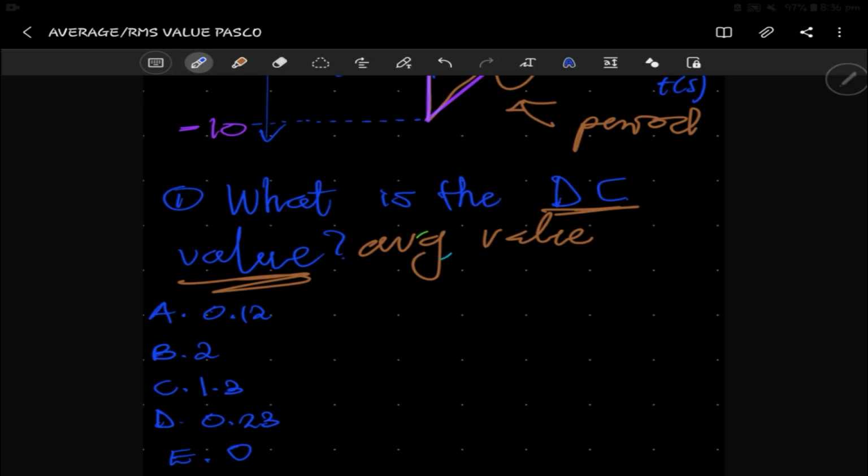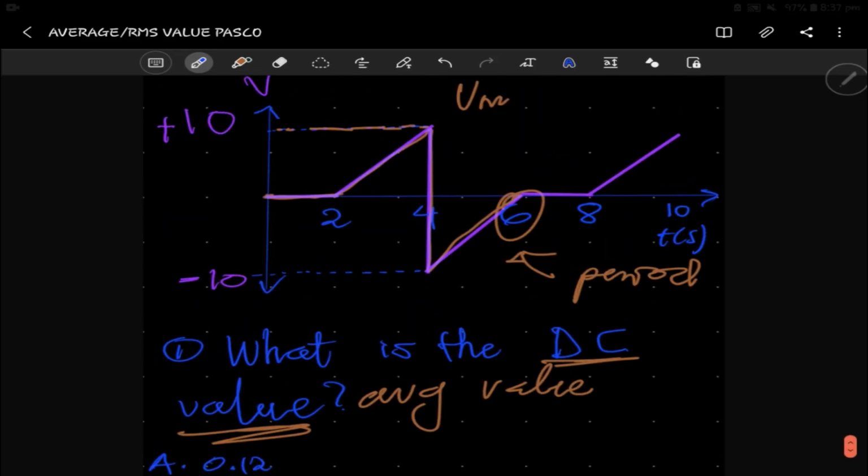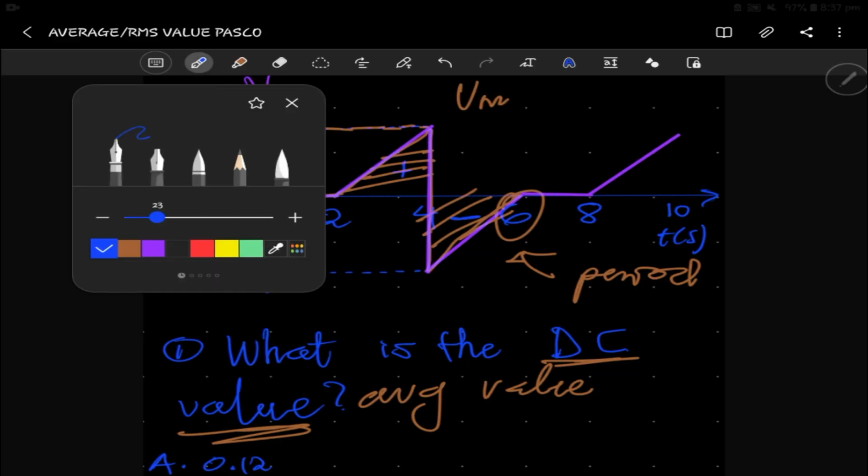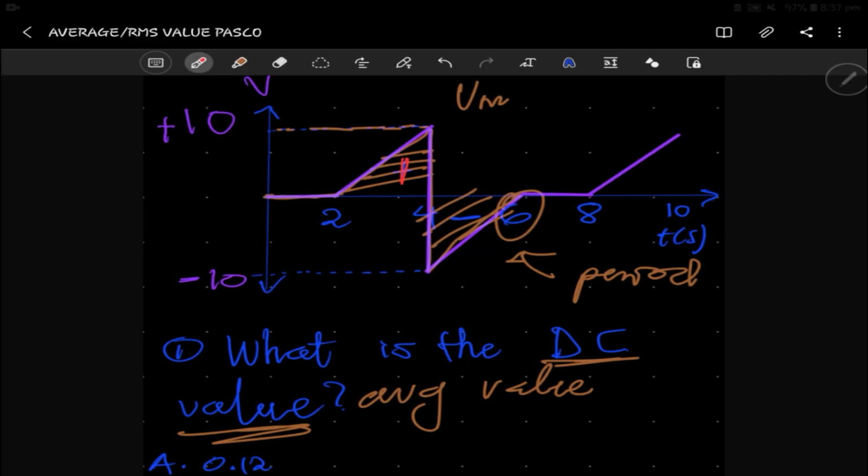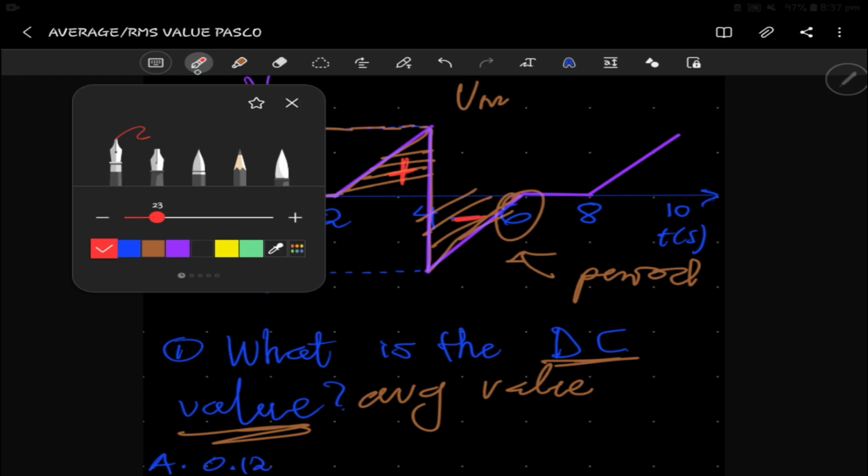So the area under the whole waveform function is this way. We have one area here, right? We have another area here. So basically this is the positive area and this is the negative area, right? So let's see how we go about it.